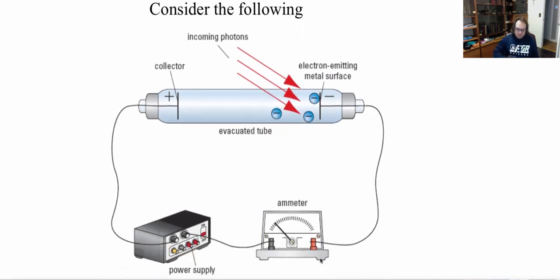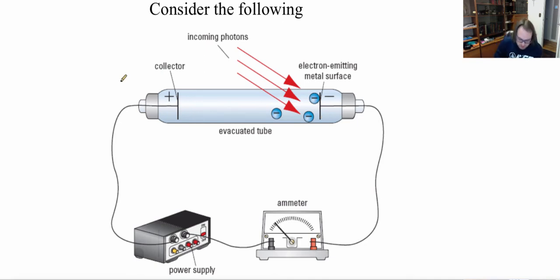First of all, let's ignore this power supply. If I have incoming photons here, they're going to hit this metal plate here and produce, if it's a strong enough frequency, electrons, and they're going to end up going to this side, the collector. And that's going to end up creating a current. Now, this is kind of what Millikan did.